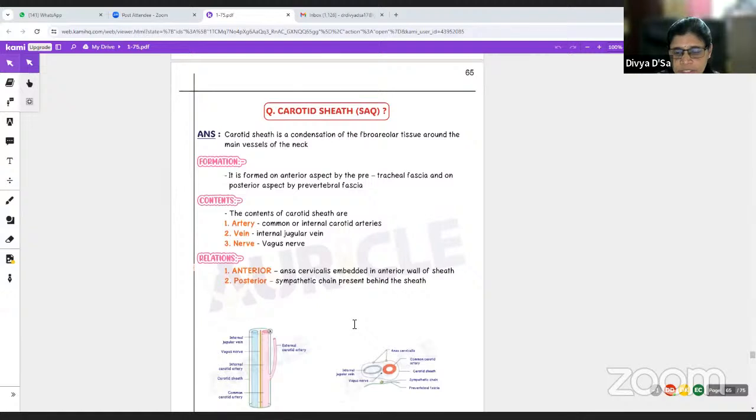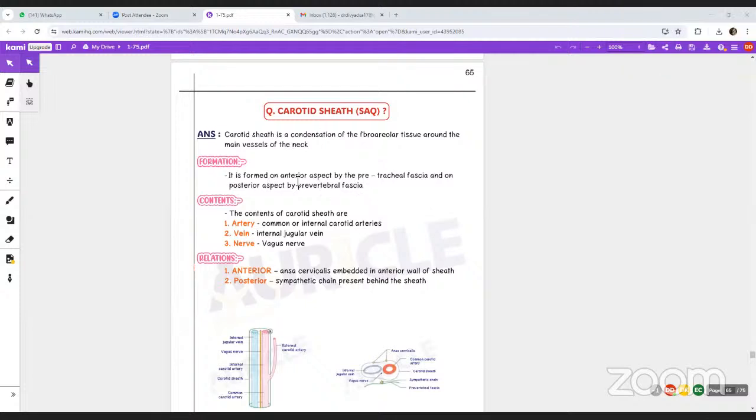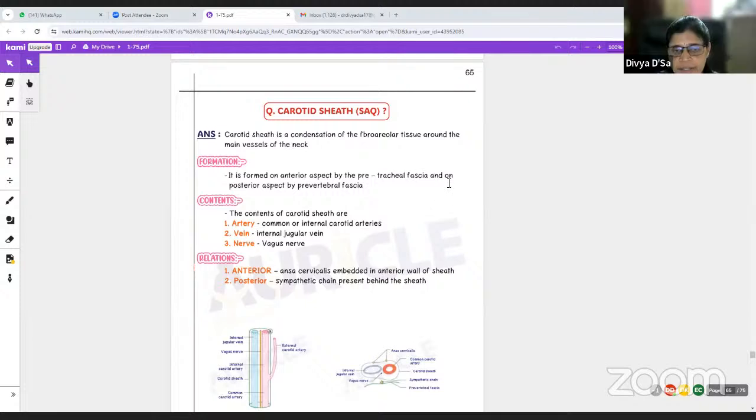Next is the carotid sheath. It is a very important question. The carotid sheath is a condensation of the fibroareolar tissue around the main vessels of the neck, that is the common carotid artery and its branches, the internal jugular vein, as well as the vagus nerve. It is formed anteriorly by the pretracheal fascia, and posteriorly by the prevertebral fascia.